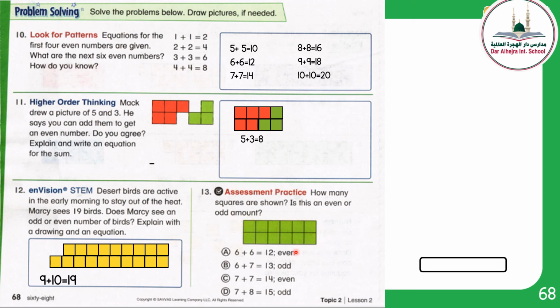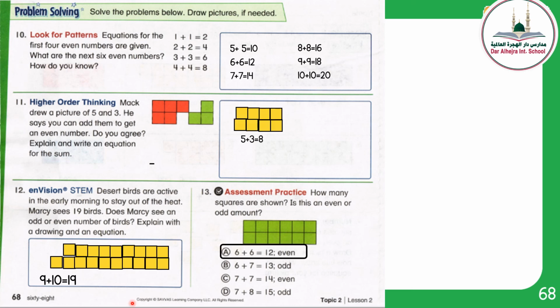So the correct answer could be this one or this one, because these two are with the odd numbers. Next, I'm going to count the boxes. 1, 2, 3, 4, 5, 6. That means 6 plus 6 equals 12. So it could not be this one. It could not be 7 plus 7, 14. It should be 6 plus 6 equals 12, because there are 6 in each row. So this way I know the correct answer for this question is 6 plus 6 equals 12.